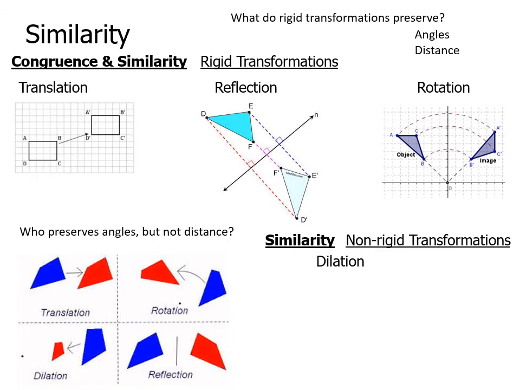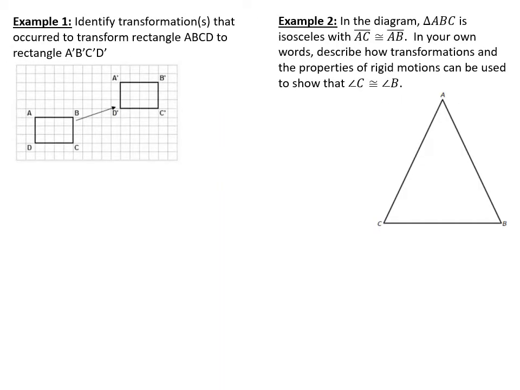Okay. So the first example, we're going to identify the transformation or transformations that occurred to transform rectangle ABCD to rectangle A prime, B prime, C prime, D prime. So we look, it just looks like that translation example that we've got from the beginning. And let's see, all you have to do is count from A. So it looks like it went right and up. So right 1, 2, 3, 4, 5, 6, 7, 8, 9. Right 9 and up 1, 2, 3, and up 4 units.